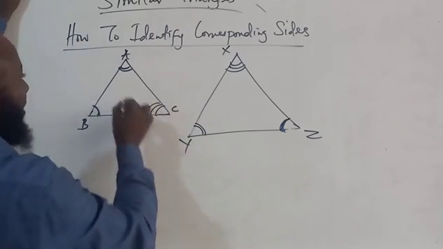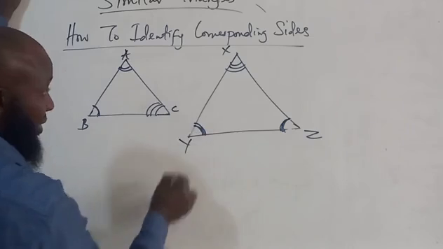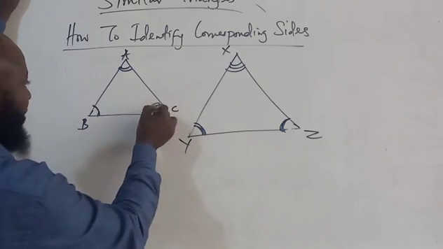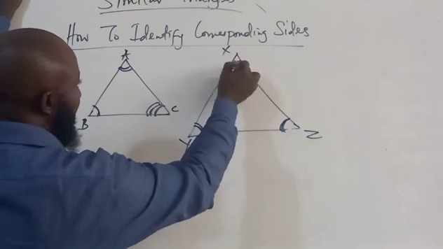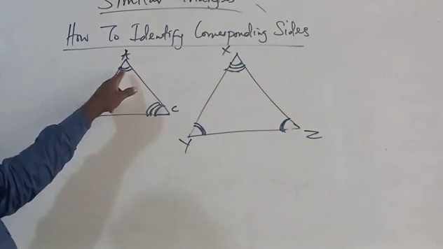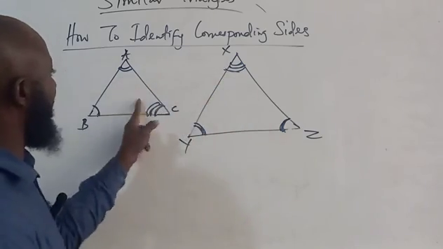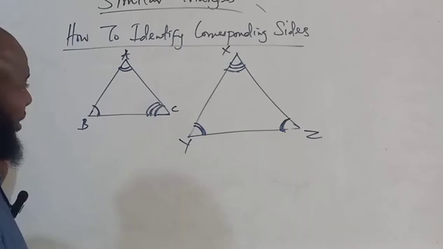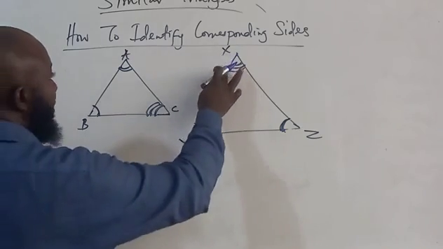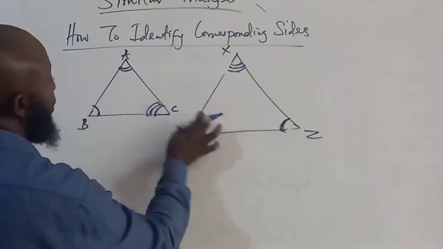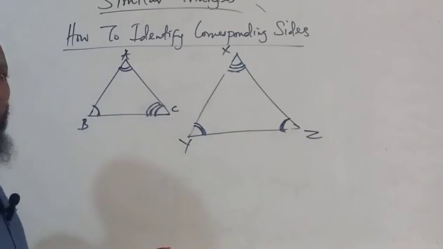This angle here is equal to this angle, as you can see. Then this angle here is equal to what? This angle here. So it doesn't matter if you have A here. This doesn't mean that this and this are equal, this and this are equal, and this and this are equal. You can see the way I did it, so that you'll know that it's not every time this will be equal to this will be equal to this. So it can be anyhow.